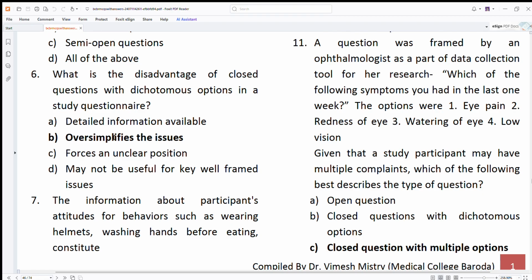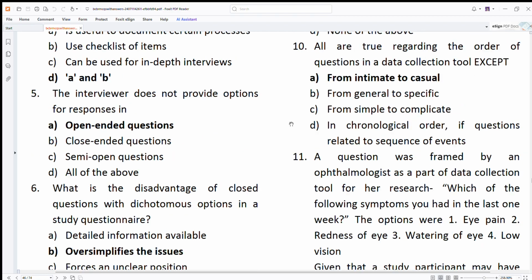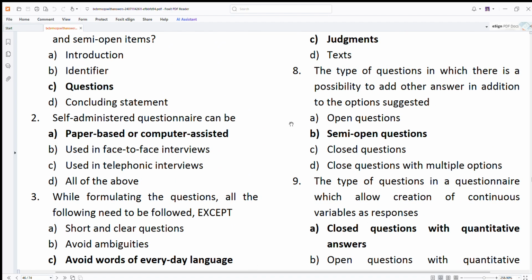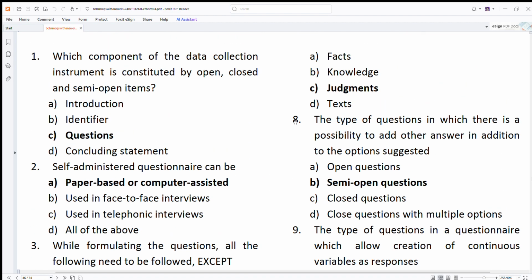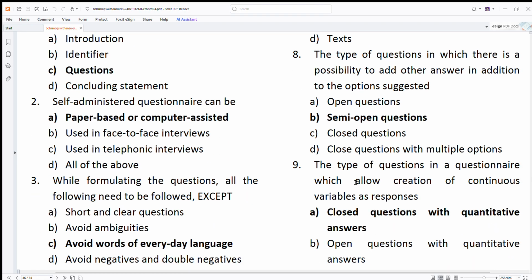Information about participants' attitudes for behavior such as wearing helmets, washing hands before eating constitute. Yeah, judgment. Yeah, judgments, right. Type of question where there is a possibility to add another answer. Semi-open questions. Yeah, right. Like A, B, yes, no. If other, please specify something of that. You can put a blank, right?